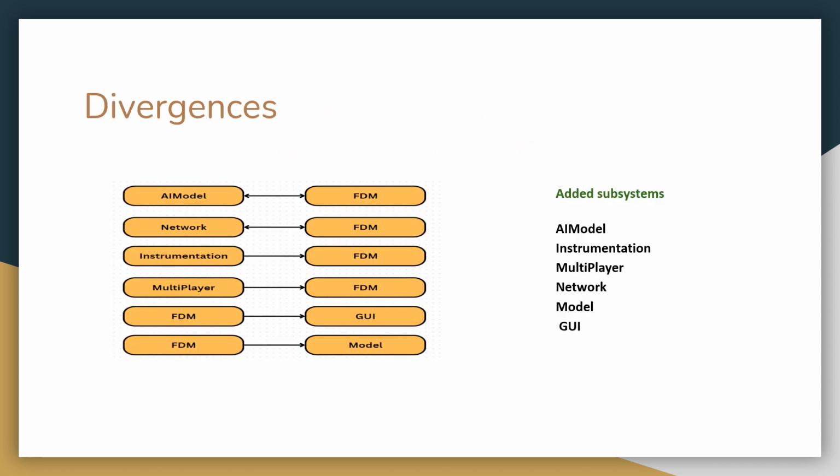Let's talk about the divergences. Unexpected dependencies such as the bidirectional interaction between AI model and FDM ensure that all entities within the simulation adhere to consistent physical laws, enhancing realism. Similarly, the network and FDM exchange is crucial for real-time data sharing in multiplayer modes, maintaining synchronization across diverse sessions.